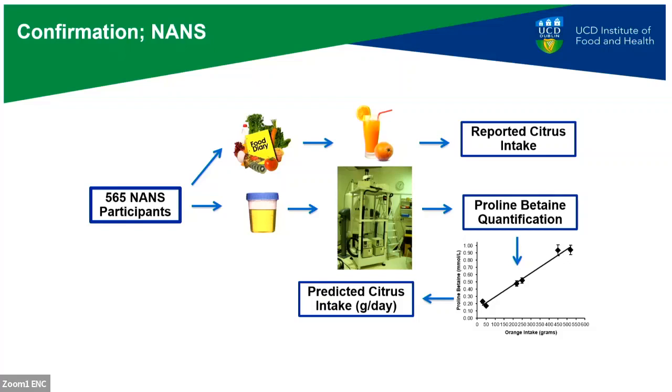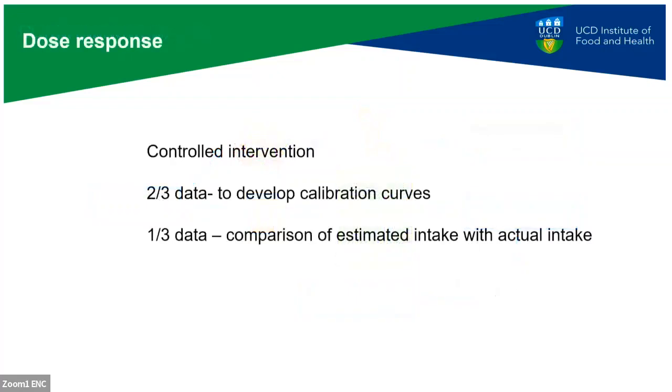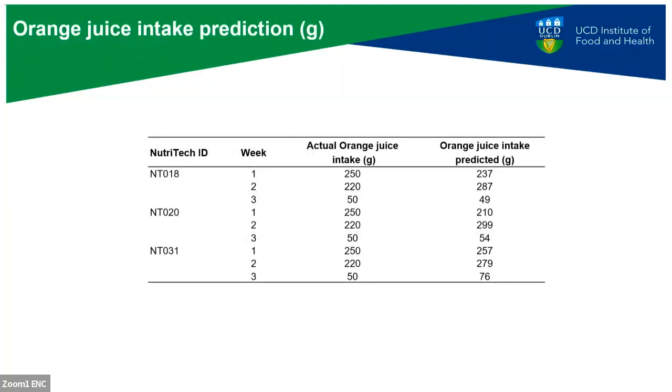But before I look at that in the observational study, I want to go back to our intervention study, because in our intervention study, we had large numbers, so we were able to develop those calibration curves using 2/3 of the data, and then using 1/3 of the data to really test out, could the urine sample or biomarker data actually predict intake and compare it with actual intake. So we did that, and you can see a snapshot of the data here.